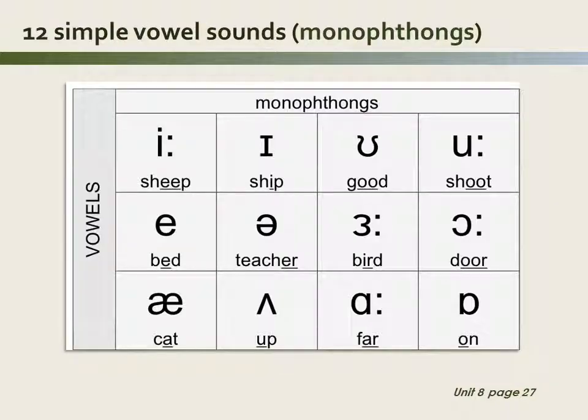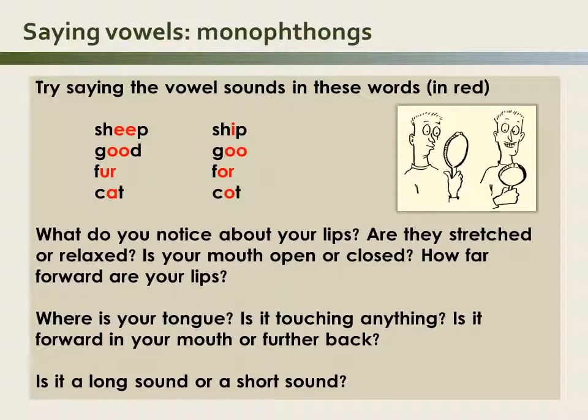So the first thing that we're going to look at are the monophthongs, the simple single vowel sounds. So let's have a look at how we make some of these sounds. You have some vowel sounds here in red, which I would like you to try making. There's E and I, U and U, and O, A and O. So have a go at saying these.